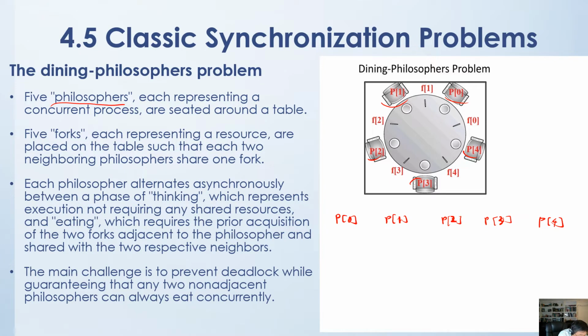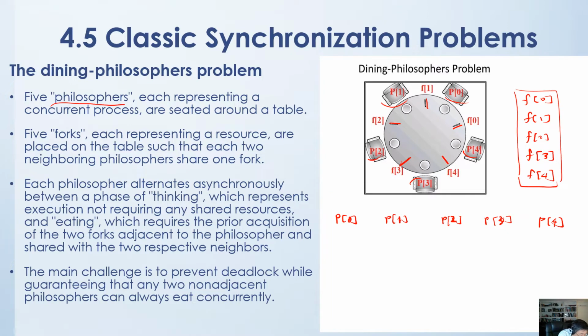Now these 5 philosophers are seated around the table. So they're running, and there are 5 forks, each representing a resource. So these are the shared resources. 5 forks are shared resources: F0, F1, F2, F3, and F4, right? Now these are shared resources.